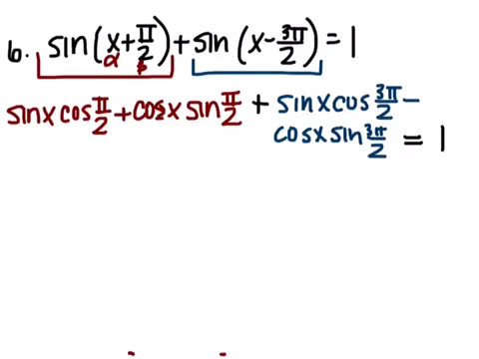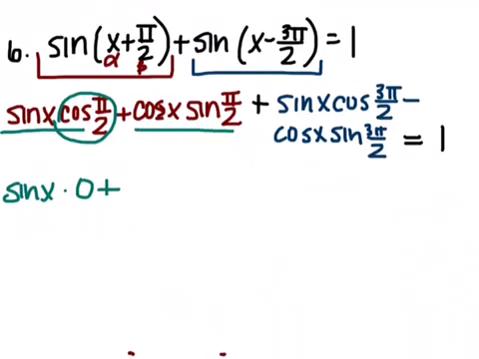The next thing I'm going to do is substitute in for the values that I can. I can't substitute in for x, but I can substitute in for cosine of pi over 2 and sine of pi over 2. So let's do that first. I have sine of x times cosine of pi over 2. I know cosine of pi over 2 is 0. So I have sine of x times 0 plus cosine of x times sine of pi over 2. Cosine of x is just going to come down, but sine of pi over 2 is positive 1. So I have cosine of x times 1.